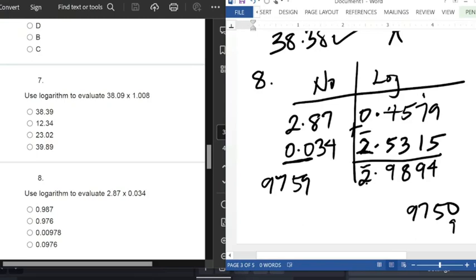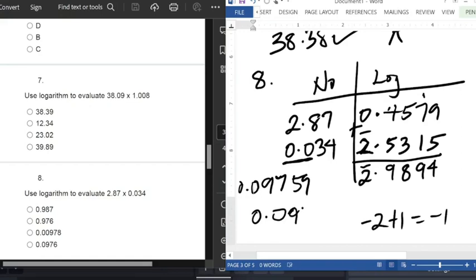So to now get where we are going to put the decimal point, you can see what we have here is minus 2. So minus 2 plus 1 gives us minus 1. Which means we are going to add one 0 before the decimal point and put 0. So this means the answer will then become 0.09759. If you look at what we have here, we have 0.0976. So this is approximated to be what?